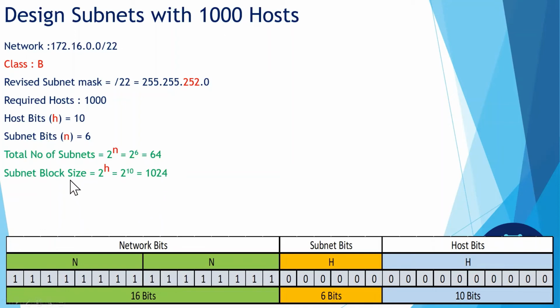So we have to find out the number of blocks inside every subnet. When the value is greater than 256, we have to use this formula: 2 power h divided by 256. 1024 divided by 256, we get the value 4. So we get 4 sub-blocks inside every subnet.